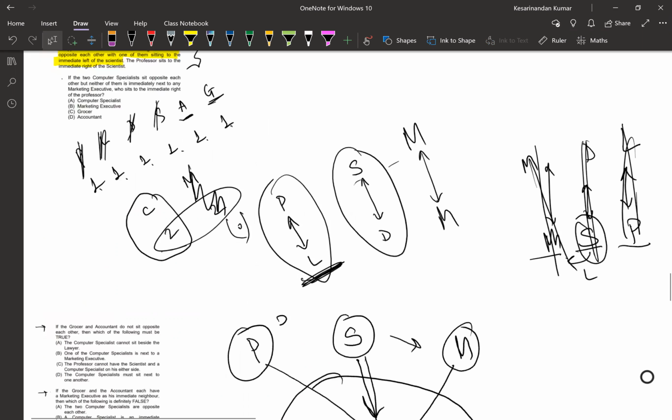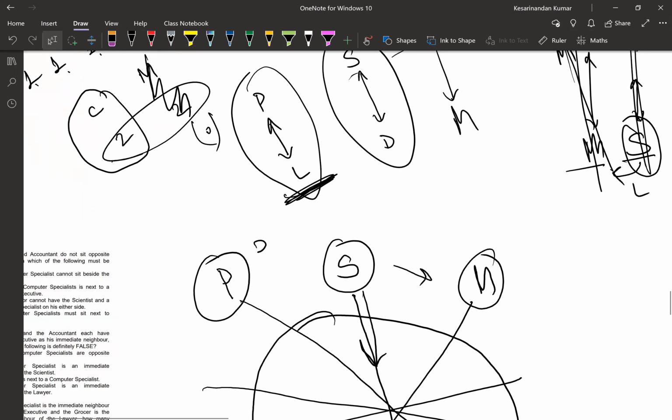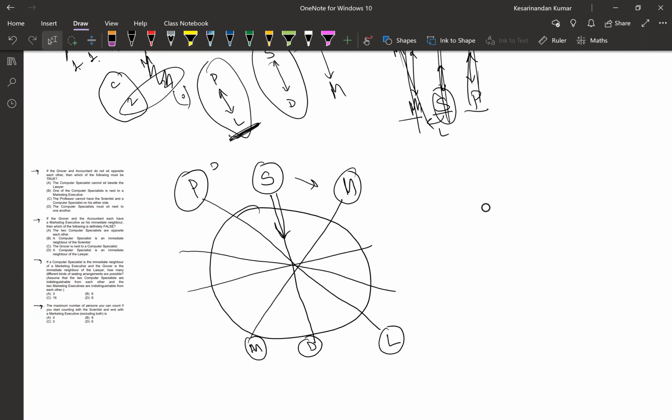With this information, if the 2 computer specialists sit opposite each other, but neither of them is immediately next to any marketing executive. Now, computers need to sit opposite each other. What can be done? But the case is they will not sit adjacent to any marketing. We have just one case. Can the computer sit here, guys? Is this possible? No. Then the only thing possible is computer will be here and here, because they are satisfying the criteria.